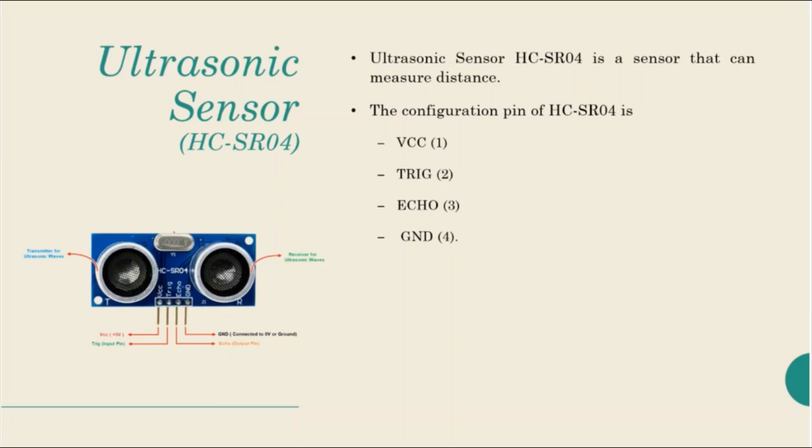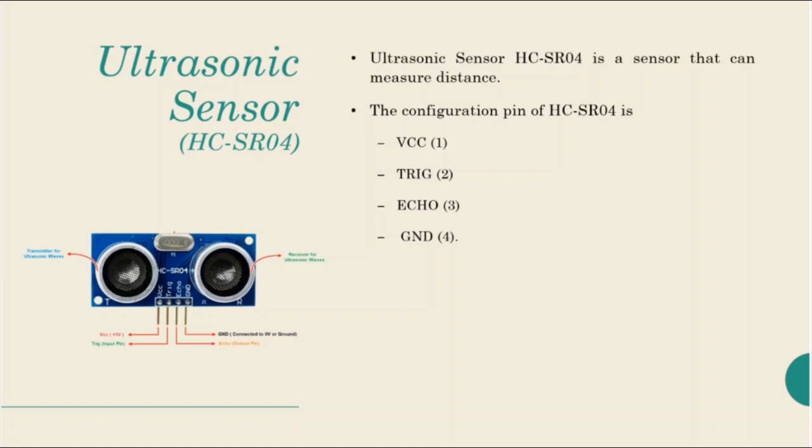The configuration of the sensor pins: pin number 1 is VCC. Second is the trigger pin. Third is the echo pin. And fourth is the ground pin. The supply voltage of the VCC is plus 5 volts, and you can attach the trigger and echo pin to any digital input output in your Arduino board.